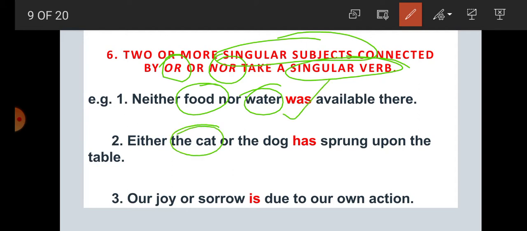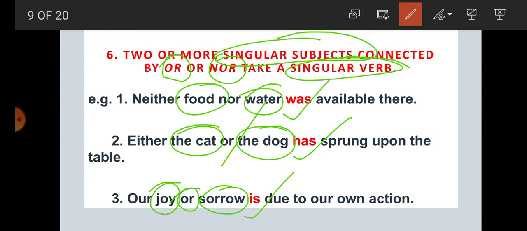Either the cat or the dog. Both are singular subjects connected with or. That's why the singular verb has is correct. Joy or sorrow, connected by or. So here the singular verb is correct. So student, we have got here that when two or more singular subjects are connected by or, nor, we must have a singular verb.